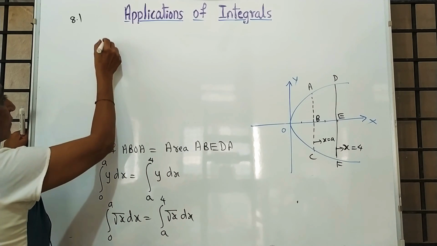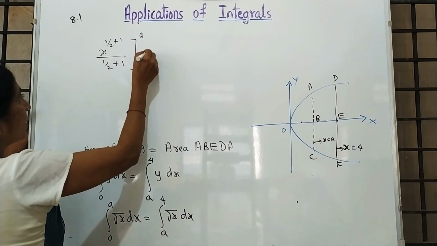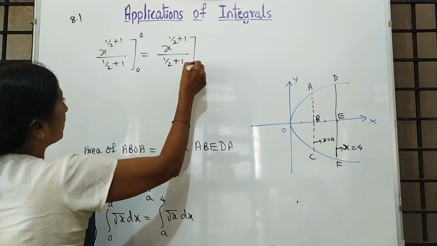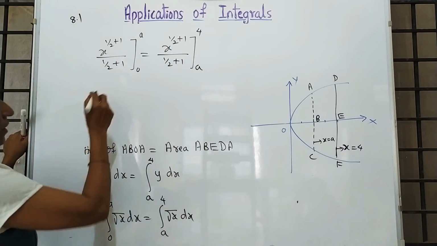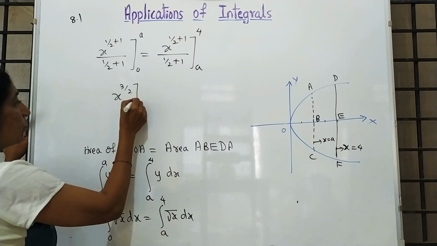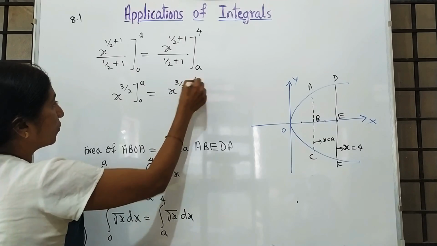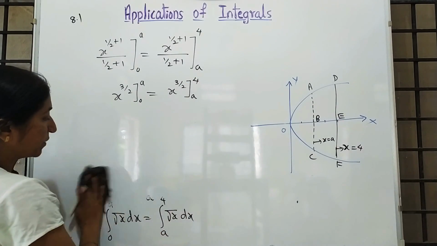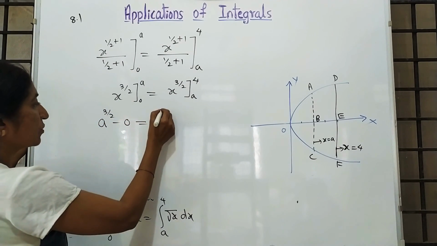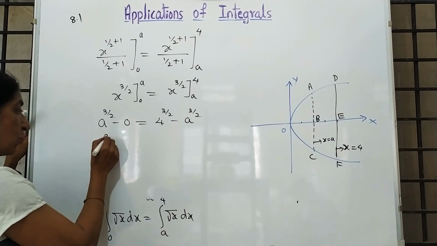Integrate. x raised to 1 by 2 plus 1 upon 1 by 2 plus 1 from 0 to a. Here also x raised to 1 by 2 plus 1 upon 1 by 2 plus 1, same. It is a to 4. Now both the sides 1 by 2 plus 1 get cancelled. x raised to 3 by 2 from 0 to a. This is also x raised to 3 by 2, but the limits are a to 4. Now substitute the values. It is a raised to 3 by 2 minus 0, 4 raised to 3 by 2 minus a raised to 3 by 2. Take minus a raised to 3 by 2 on this side.